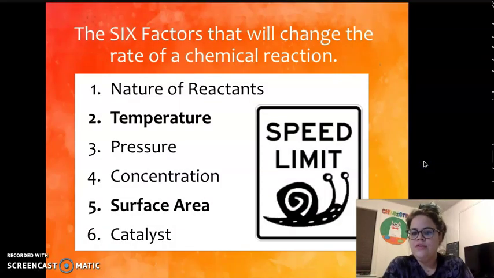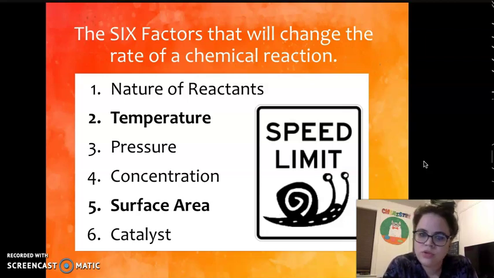So the Regents identifies 6 things that they want you to know. 1, that you can change them to change the rate of a chemical reaction, but they also want you to predict, like we just did. If we increase one of these, then the reaction will go faster or slower. Today we'll be doing a lab. We'll be focusing on changing temperature, and we'll be looking at surface area.